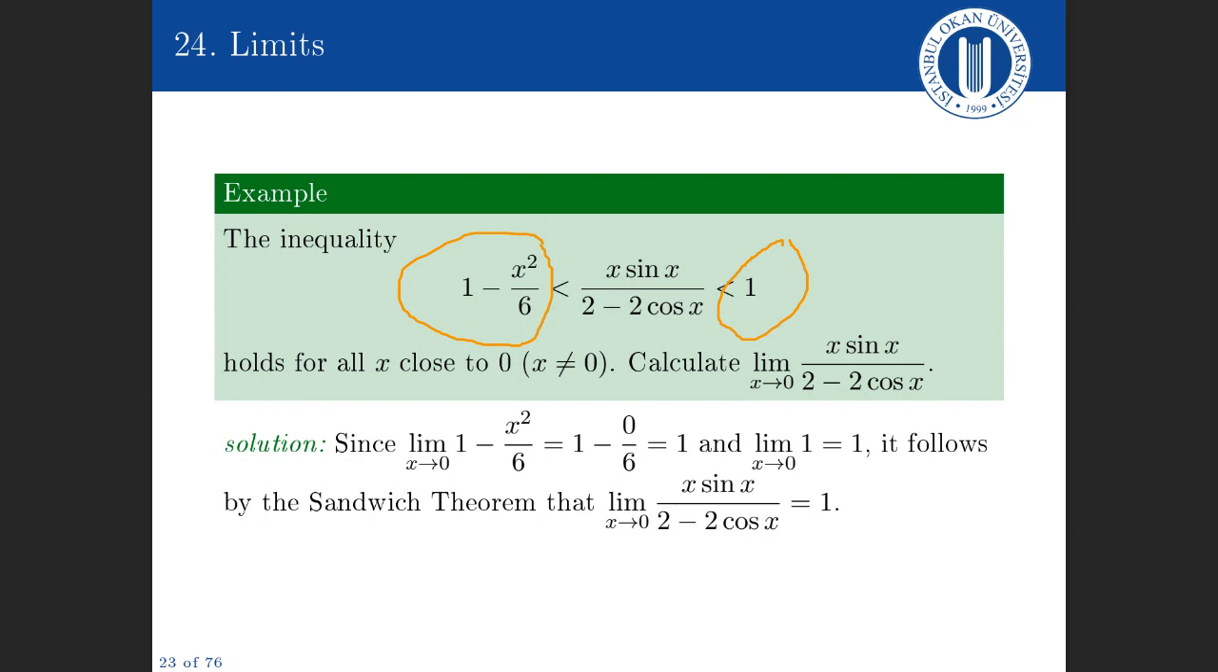What is the limit of the function on the left? The limit of 1 minus x squared over 6. We can just replace x by 0 to get 1. And what is the limit of the function on the right? Limit of what? A number is just a number. So the limit of 1 is 1. So we have limit 1 on the left, limit 1 on the right. The sandwich theorem says the function in the middle is squashed between a function of limit 1 and a function of limit 1. So the function in the middle must have the same limit. The function in the middle must have the limit 1.